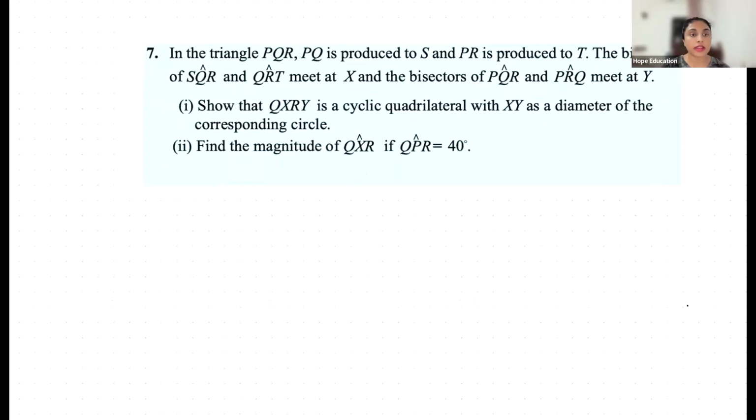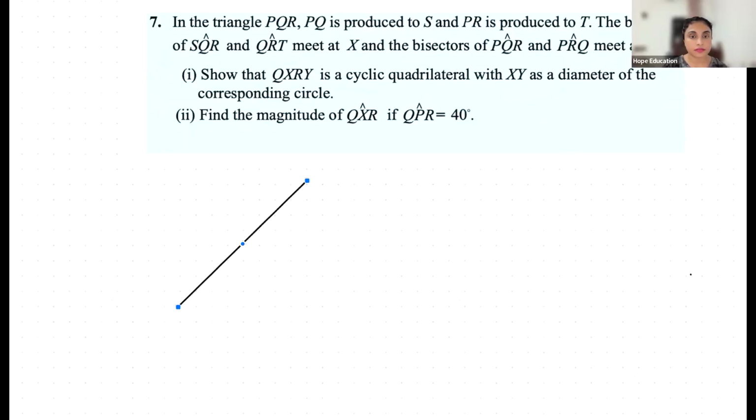Let's first draw the triangle. We need a triangle PQR. Something like this. Whatever the shape you draw, it doesn't matter. So we have P, Q, and R.